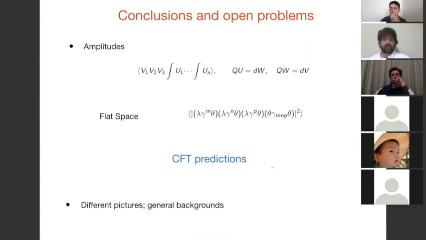And then the conclusion. I'll say more words about the conclusion and open problems. One big motivation is to compute the amplitude. This is work in progress with Lucas, Luis, Alday, and also Tobias. We are trying to compute these amplitudes.